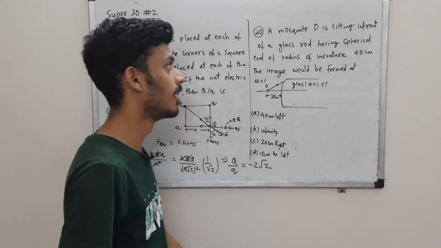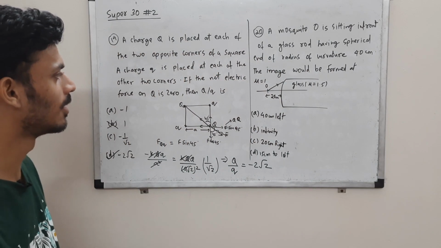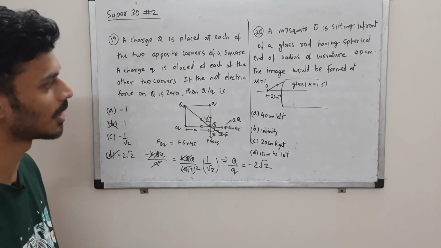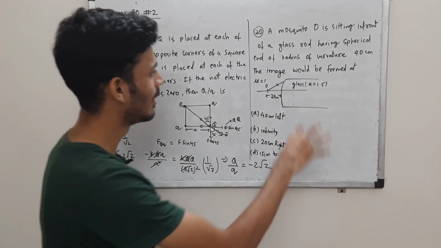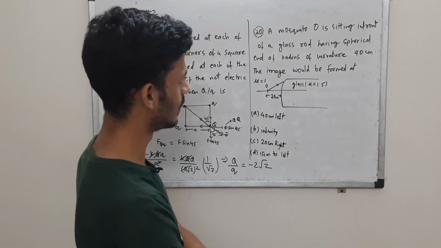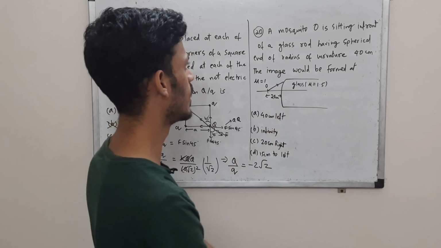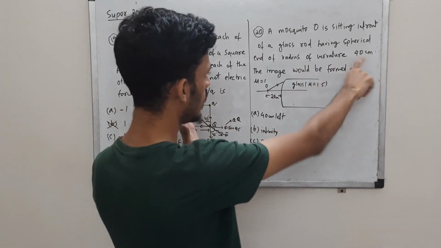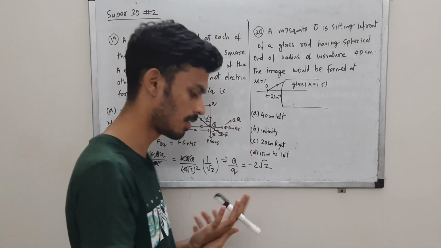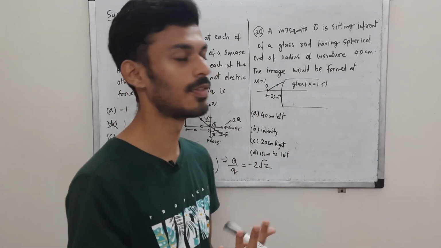Okay, let's come to this. Here we have a mosquito sitting at point O. We see a mosquito, why not kill it, but make a question of it. Then we have a glass rod of refractive index given. It has a spherical end. The radius of curvature is 40 centimeters.